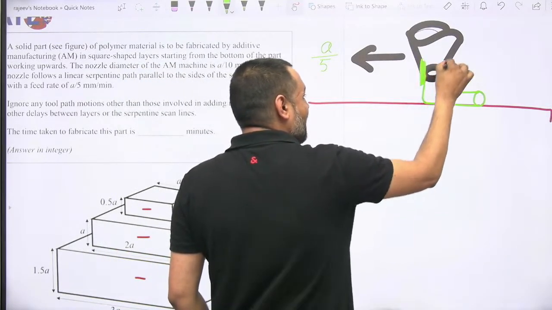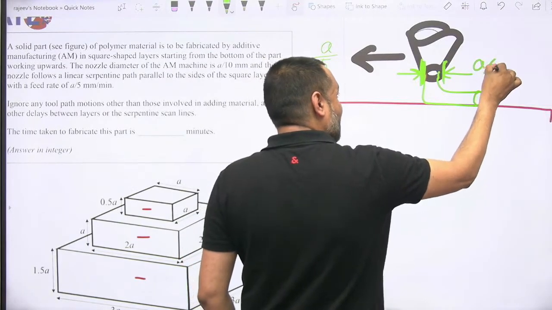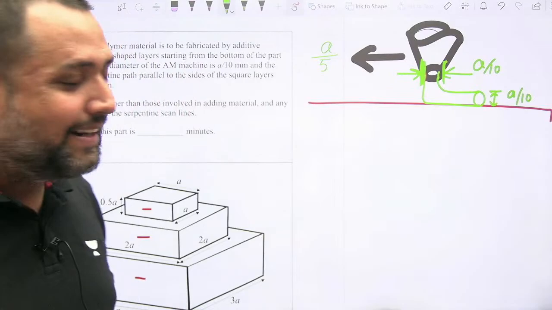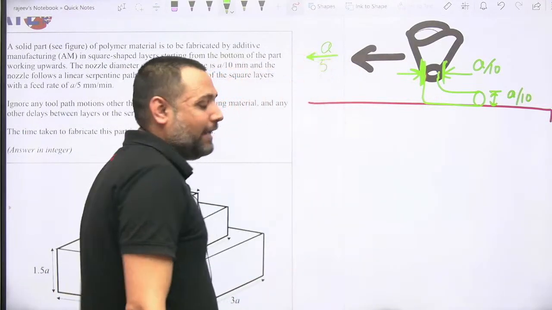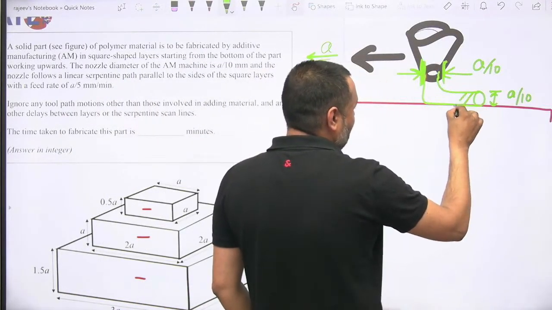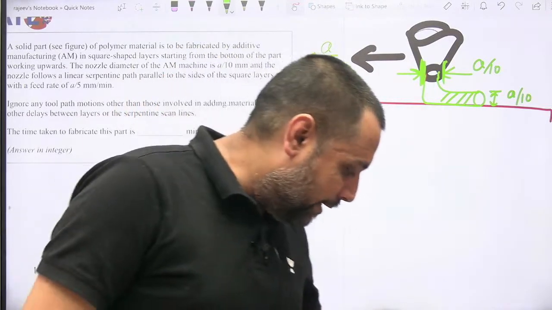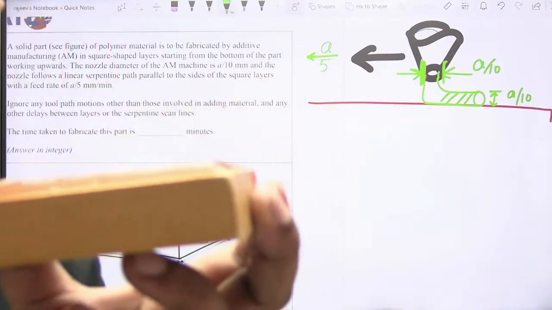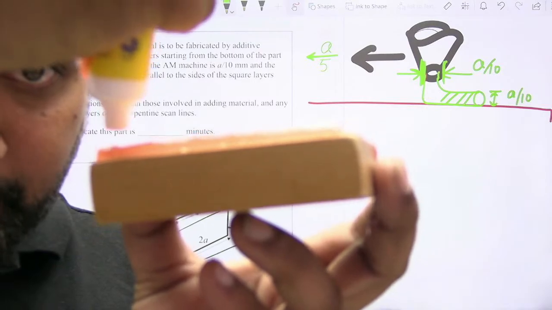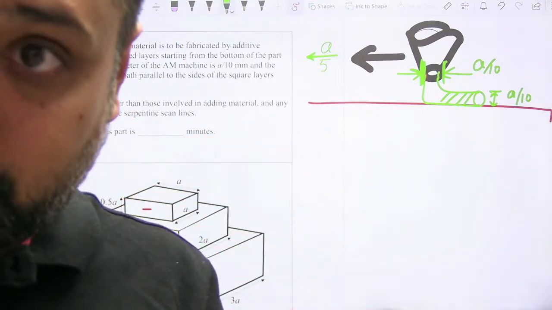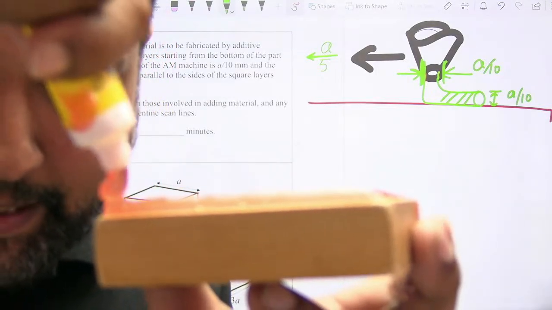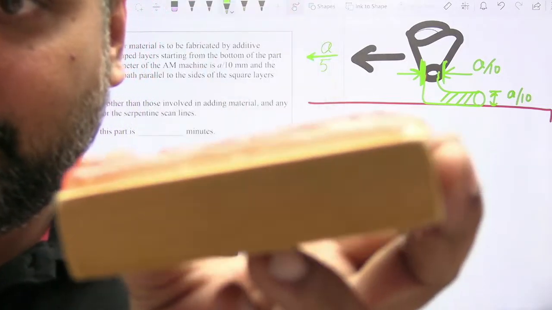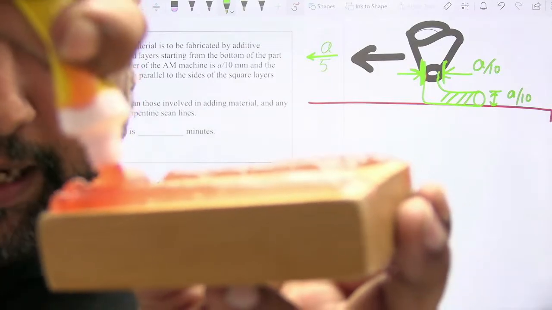Means, if the nozzle diameter is A upon 10, then the thickness deposited here will also be equal to A by 10, and then it is moving in this direction at a speed of A by 5. This is the beauty of this question. This layer is A by 10. Again, observe carefully: here I am putting a layer through this nozzle, so the material is coming out from the nozzle. It is coming out with A by 10 diameter, and as you are moving in that direction, how much thickness is being poured? A by 10 only, equal to the diameter, na?